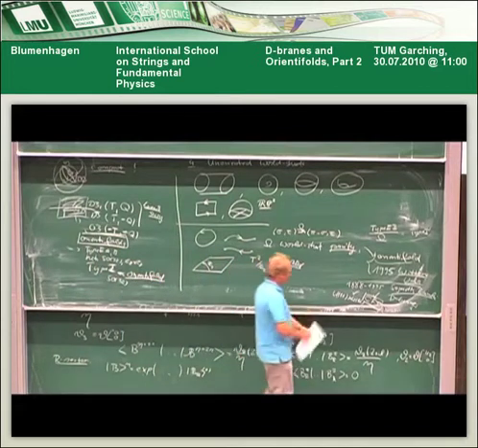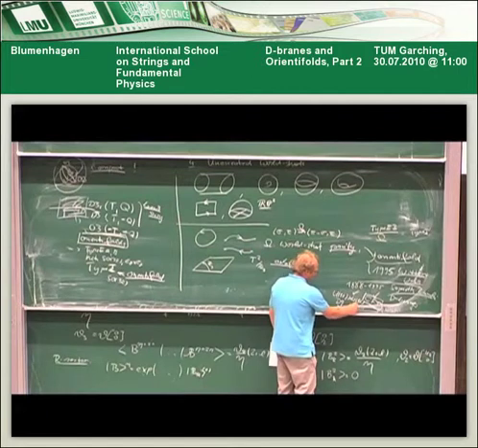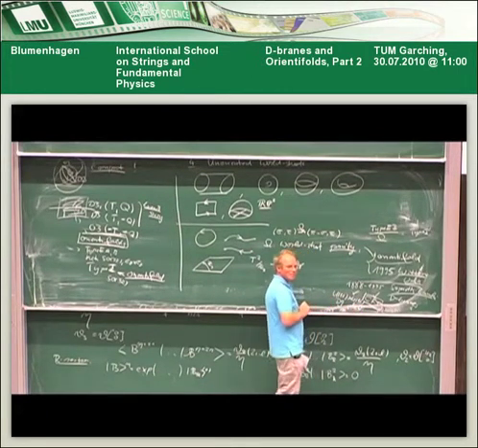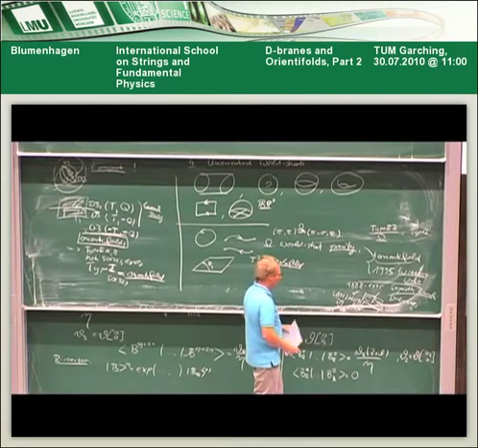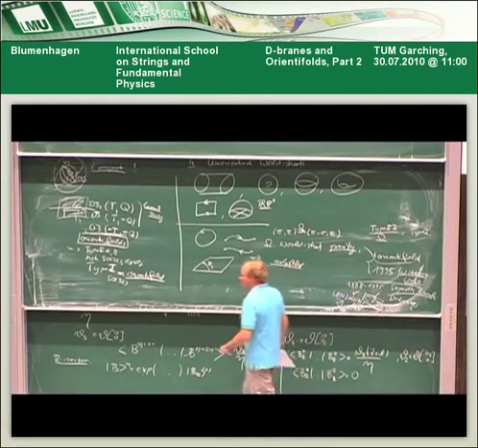Well, the solution is, here are D9 branes, but here are also D5 branes. This is what we know today, but they didn't know. So D-branes were hidden in the literature, but not realized to be present.